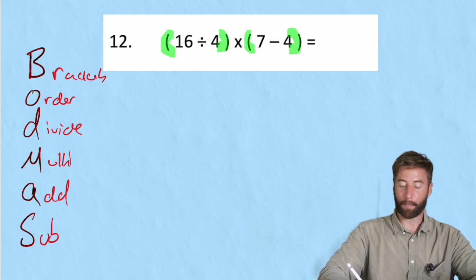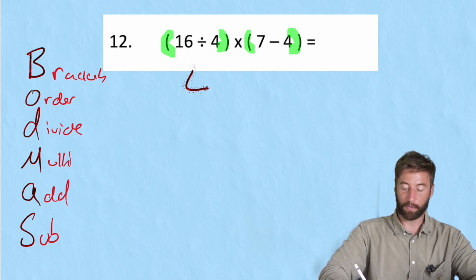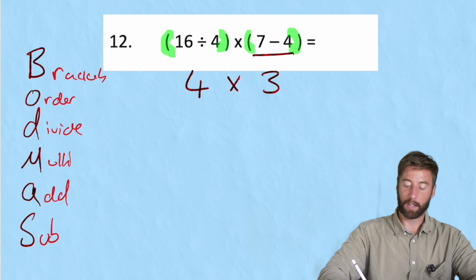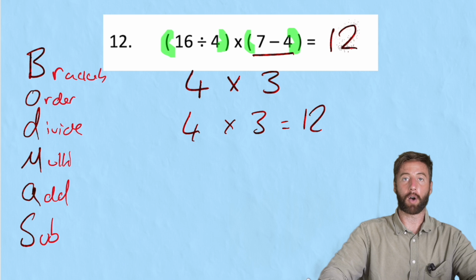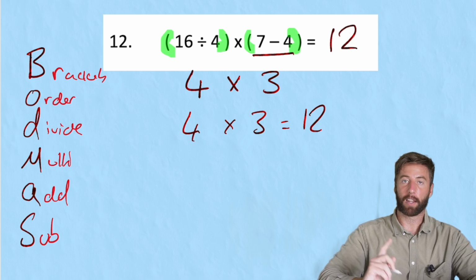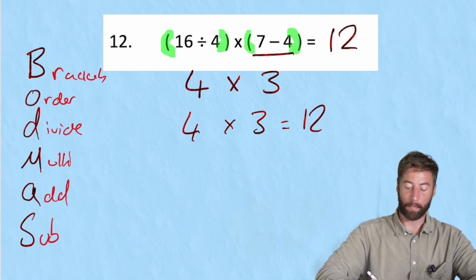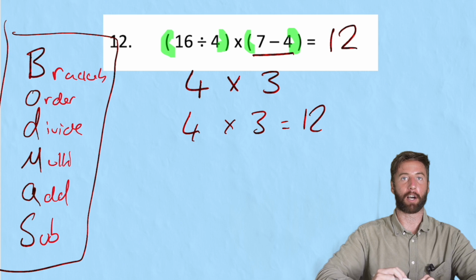So let's do 16 divided by 4. 16 divided by 4 is 4. So it's going to be 4 times, and then solve this bracket. 7 subtract 4 is 3. So now we can just solve 4 times 3 equals 12. So our answer is 12. Easy if we understand the order of operations. And remember, BODMAS is our friend to help us remember.